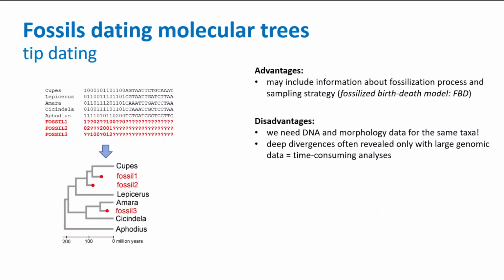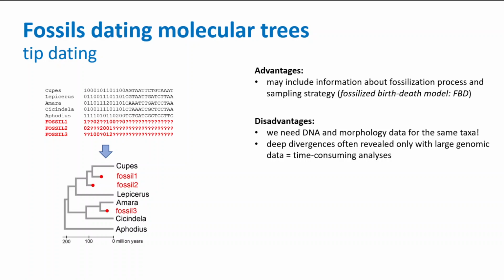The first method is very nice because except for the usual things which we can include into the analysis like speciation and extinction, we can also include things like the fossilization process or sampling strategy. There are special models developed for that, for example, the fossilized birth-death model, FBD. However, there are also some disadvantages. One thing is that we need the morphology and DNA data for the same taxa. This is not that frequently available. So this is the first obstacle.